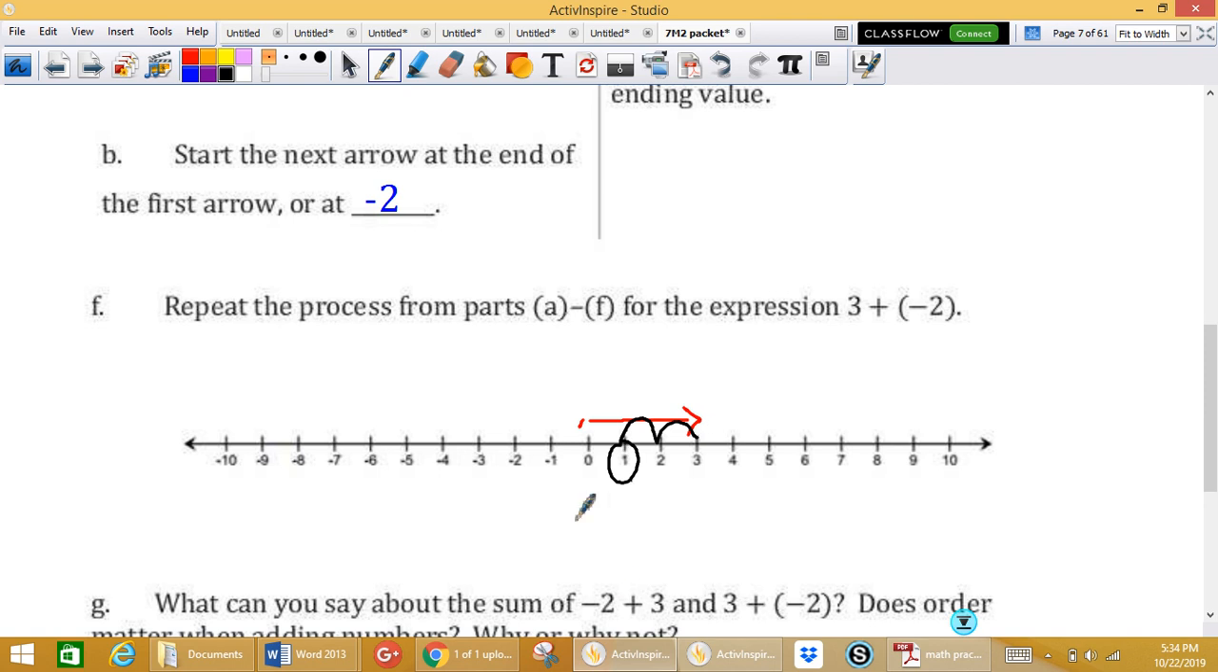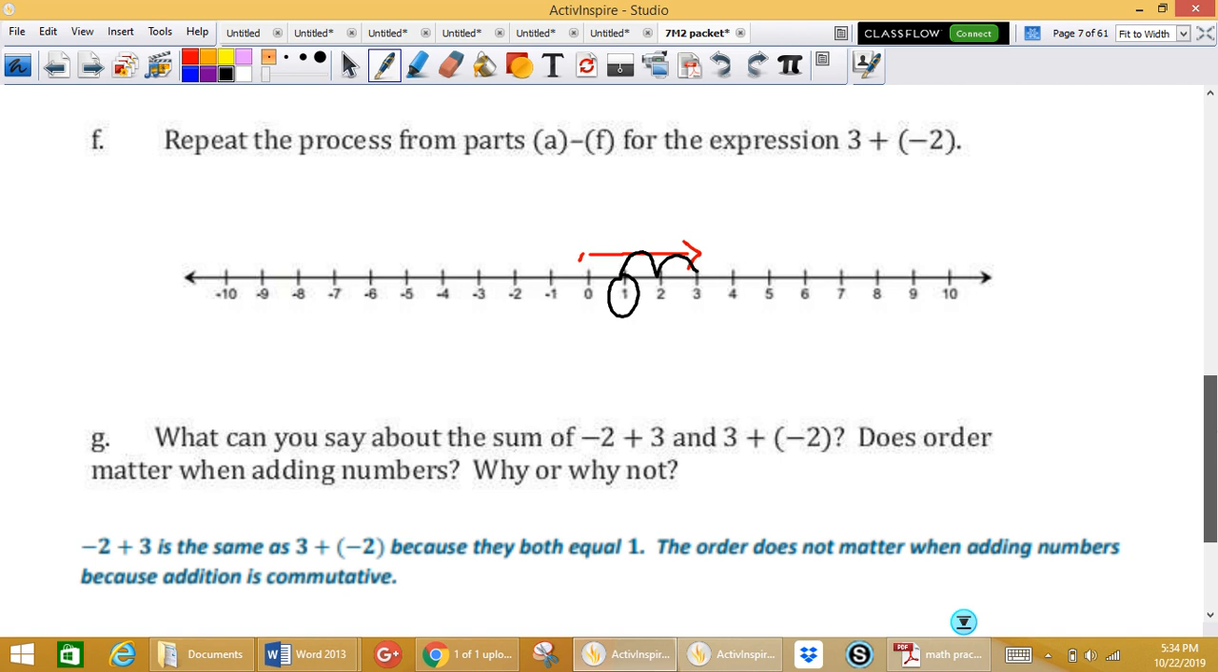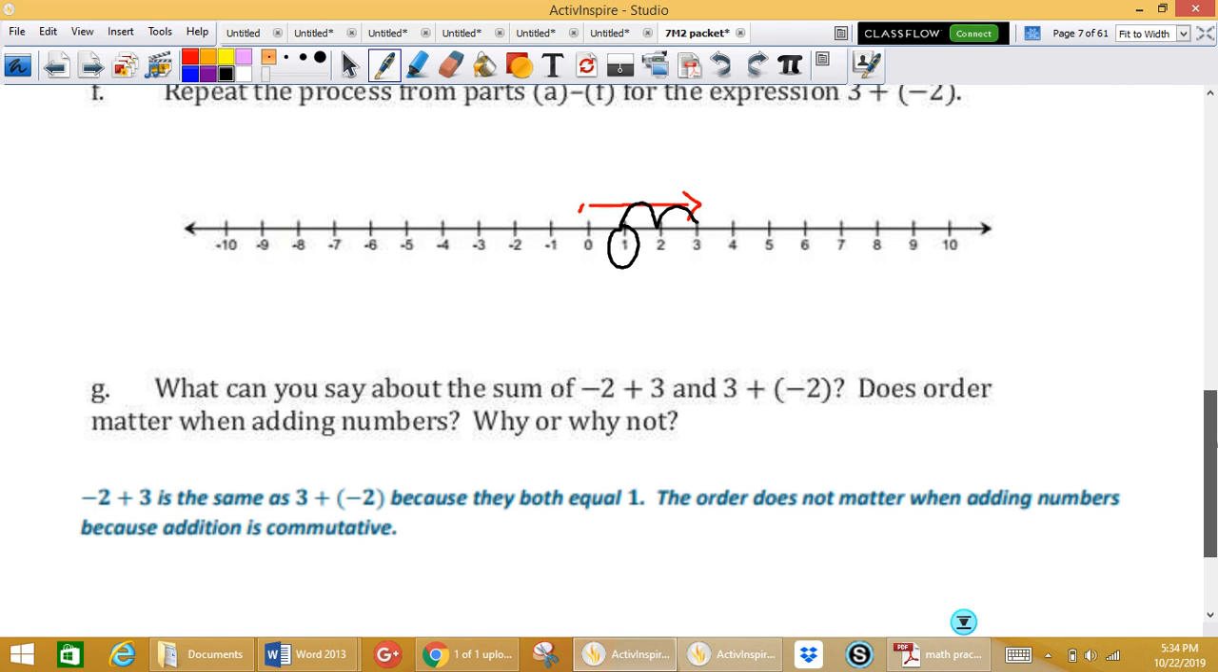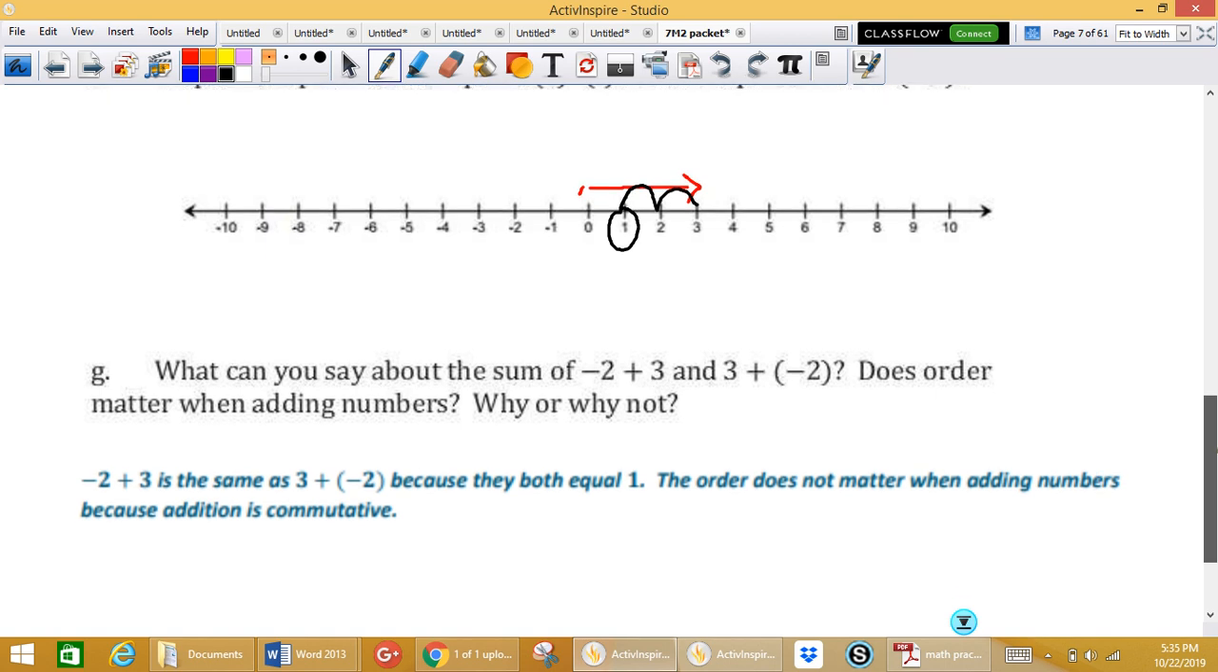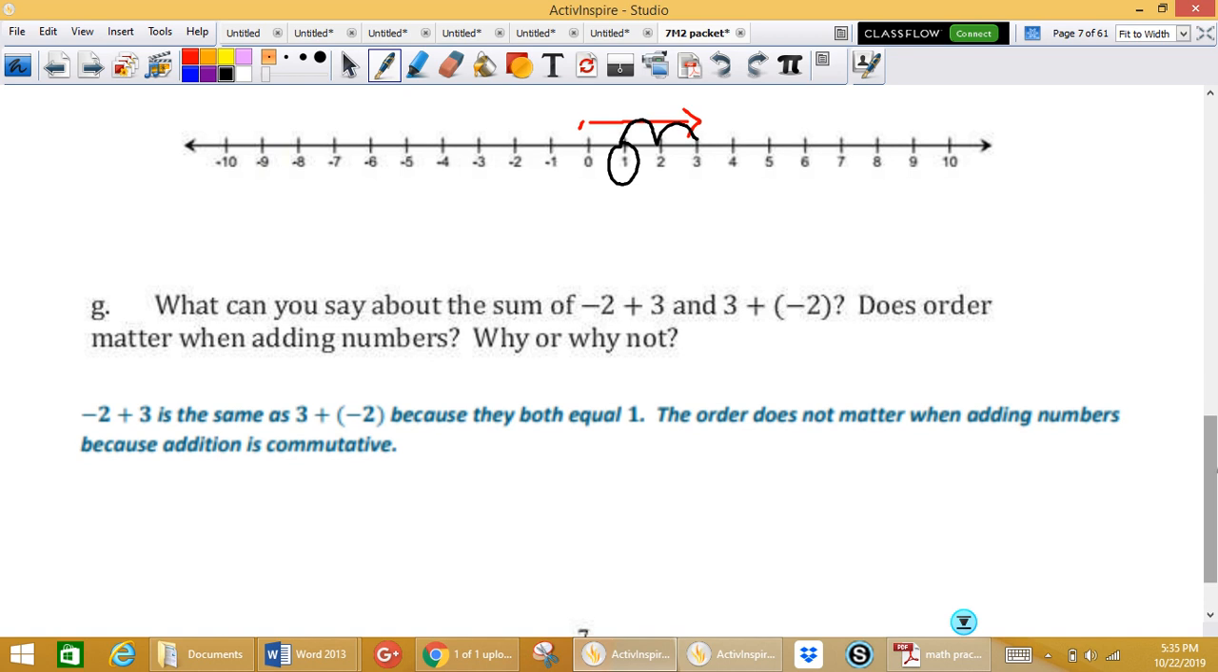What can you say about the sum of -2 and 3 and 3 plus -2? Does order matter when adding numbers? Why or why not? -2 plus 3 is the same as 3 plus -2 because they're both equal to 1. The order does not matter when adding numbers because addition is commutative.